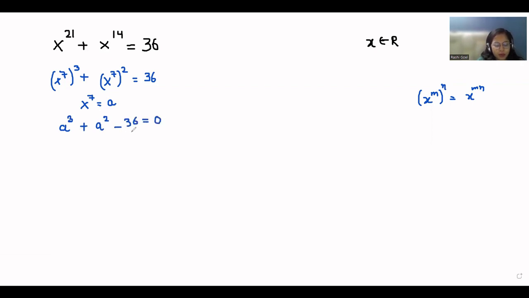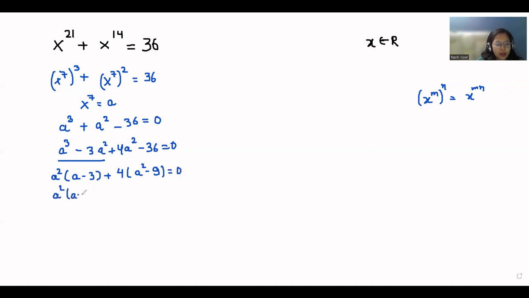Now it's becoming a cubic equation. So we can write the middle term as -3a^2 + 4a^2, so a^3 - 3a^2 + 4a^2 - 36 = 0. Now I can take a^2 as common from the first two terms. So what is left? a - 3. Now if I take 4 as common, a^2 - 9 = 0. So a^2(a - 3) + 4(a^2 - 9).